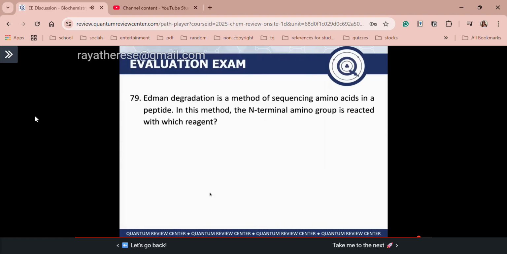So let's proceed with our second to the last item. Excited na kayo? We are almost done. Item 79. Edman degradation is a method of sequencing amino acids in a peptide, and in this method, the N-terminal amino group is reacted with which reagent?